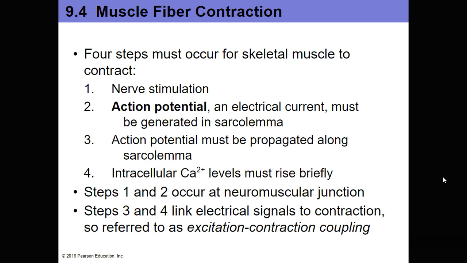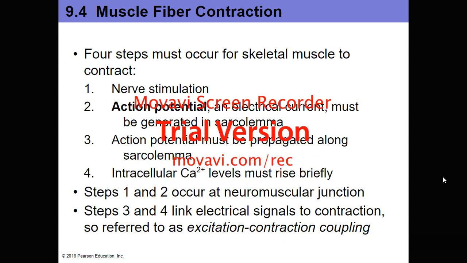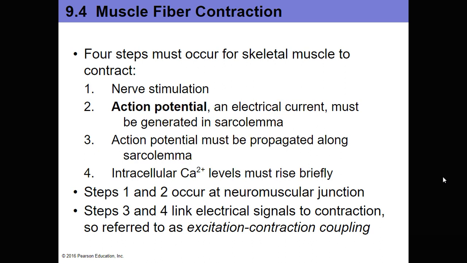And the action potential is generated in the sarcolemma. If you remember from our previous lecture, the sarcolemma is the plasma membrane of the muscle cell, the muscle fiber, and the action potential is going to be propagated along the sarcolemma. And then the intracellular calcium level is going to rise briefly. We're going to go into these four steps in more detail.